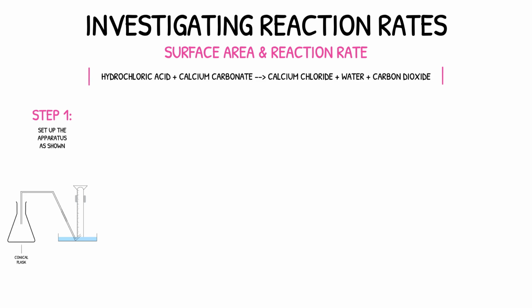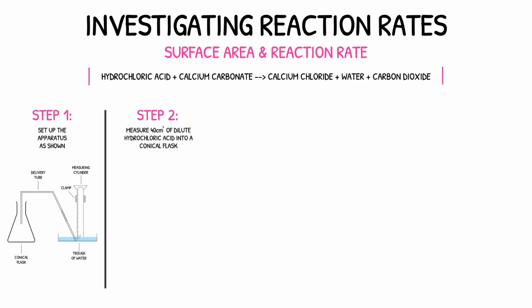Here we have a conical flask, a delivery tube, a trough, and an upturned measuring cylinder that is secured in place with a clamp. Next, we use a separate measuring cylinder to measure 40 cm cubed of dilute hydrochloric acid and add this to the conical flask.